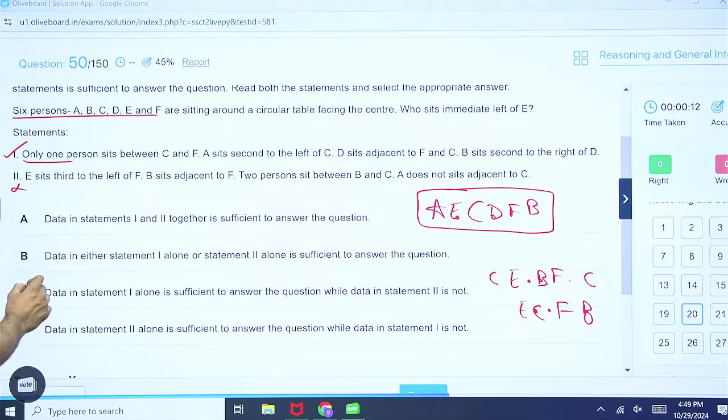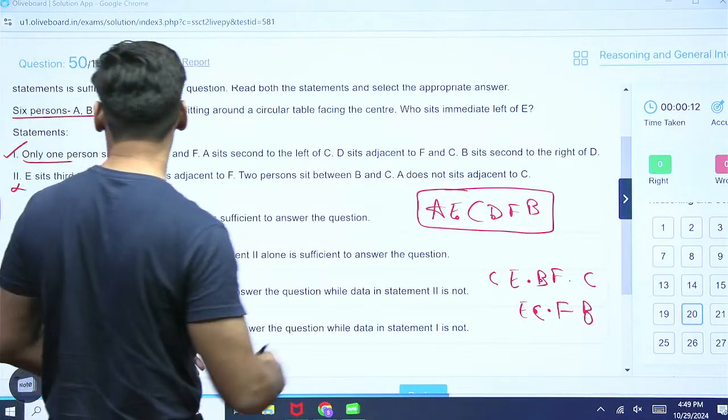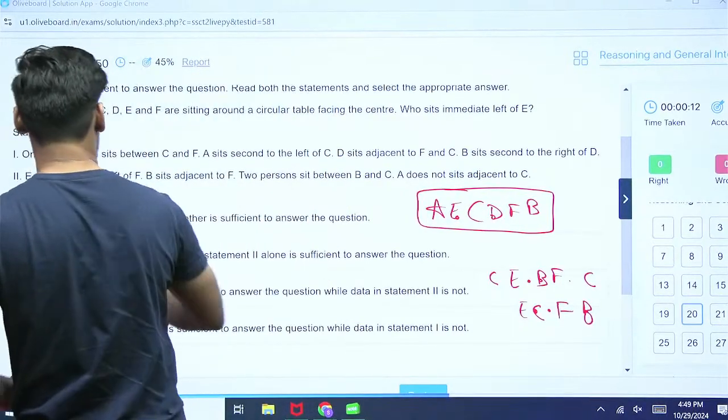So the answer is option number C. Data in statement 1 alone is sufficient to answer the question. I hope this is clear to you all. Let's move on to the next question.